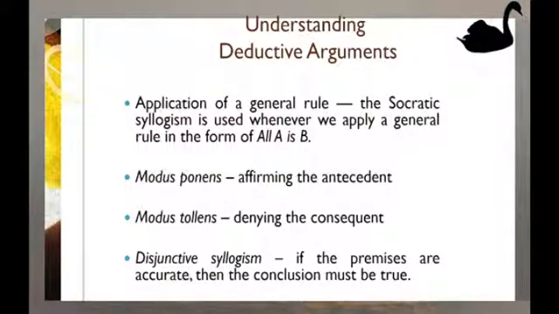That's simple, all right? So if you start to draw these and turn the idea into a diagram, then of course you always have your hand on it. Literally you can see it in front of you, instead of abstracting it, because you're trying to compute it in the part of your brain. So for the application of the general rule, there are three types of this syllogism. Modus ponens, affirming the antecedent. Modus tollens, denying the consequent, and disjunctive syllogism. If the premises are accurate, the conclusion must be true. Let's have a look.